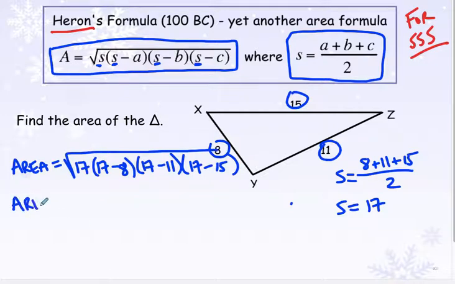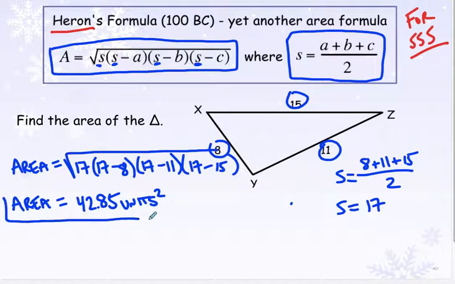And type all that in your calculator. And the area for this problem is 42.85, and we don't know what the units are, so we'll just say units squared for the area. So this area formula is very nice when you have all three sides.